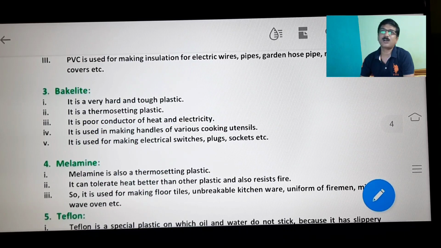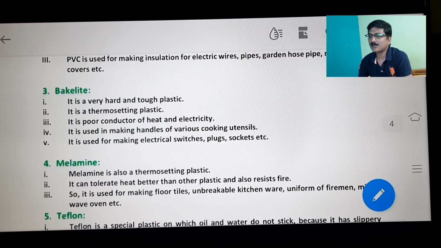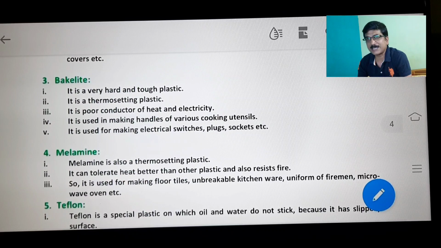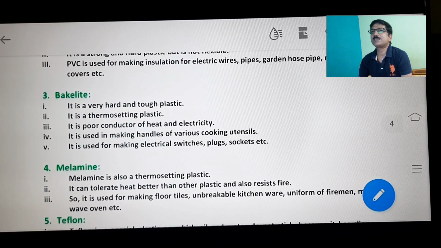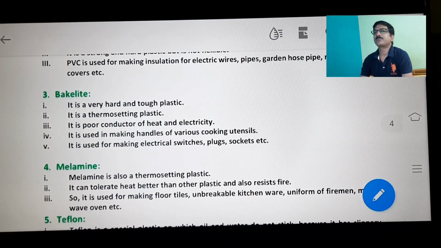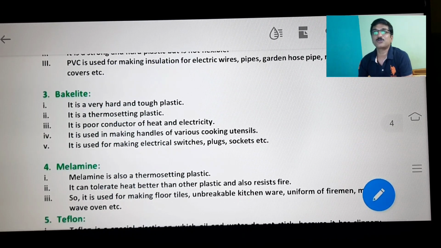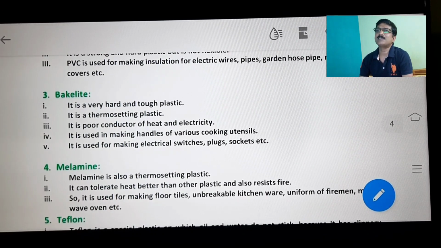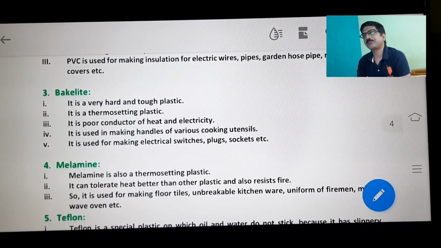So the question may come, why is bakelite used to make handles of various cooking utensils or electrical equipment? Because we can give the answer like this. Bakelite is a thermosetting plastic. It can tolerate heat. It is a poor conductor of heat and electricity. That's why it is used to make the handles of various cooking utensils and electrical materials like switches, plugs, sockets, etc.